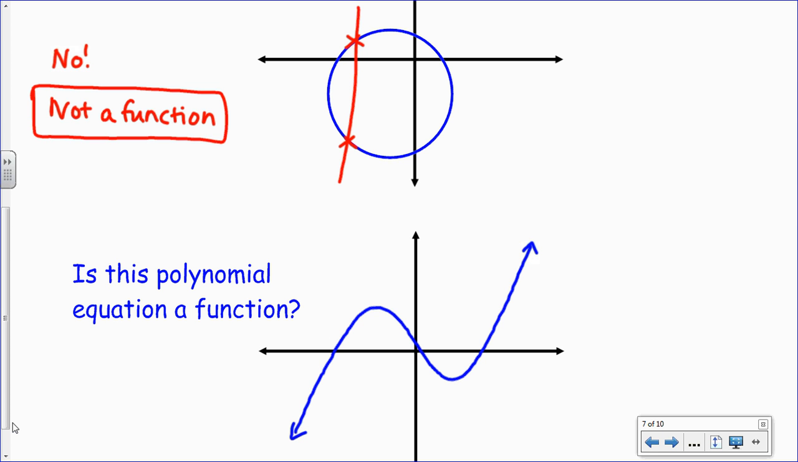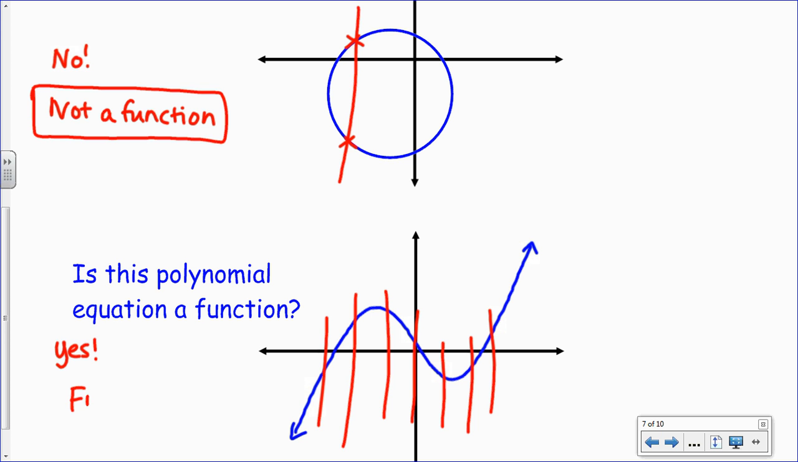Okay, so if I look at this polynomial, what do we think? Function? Yes. Okay, so none of the lines went through more than once, so that means that it is a function.